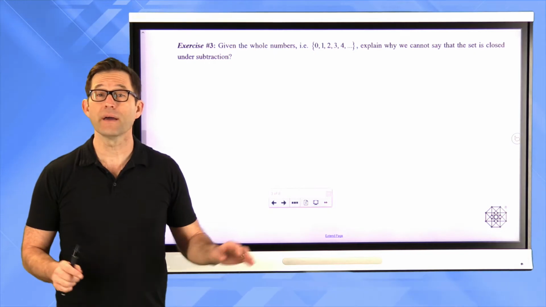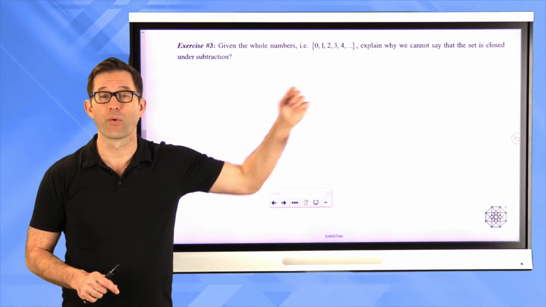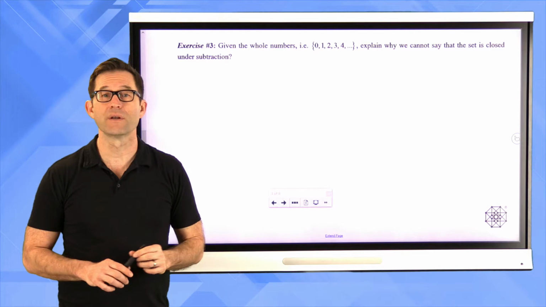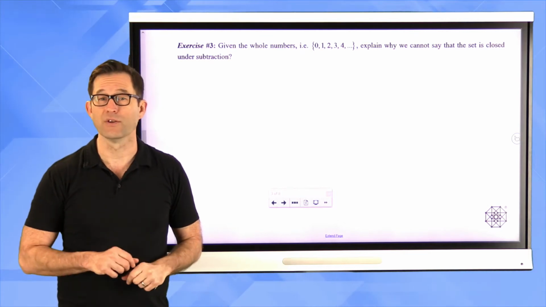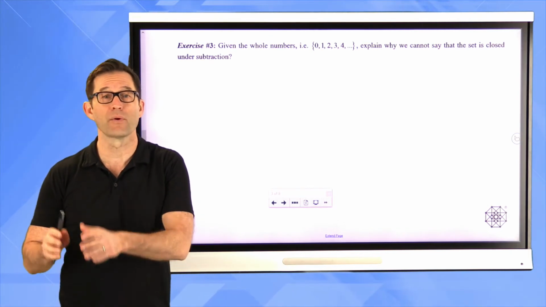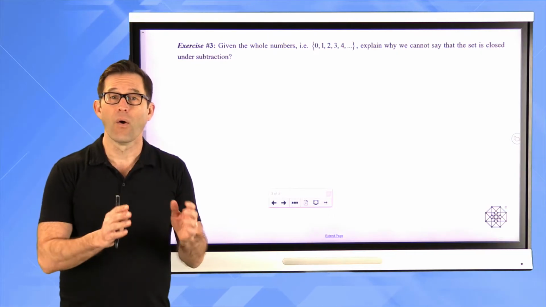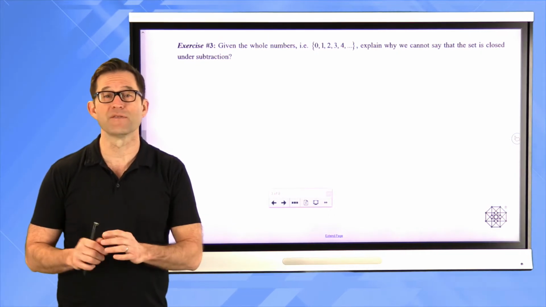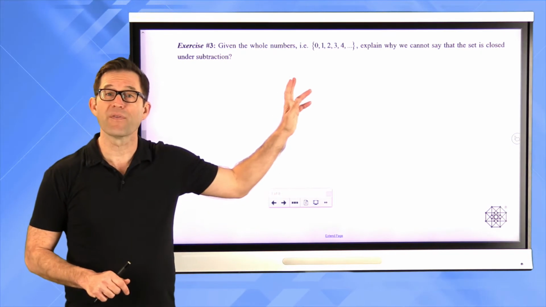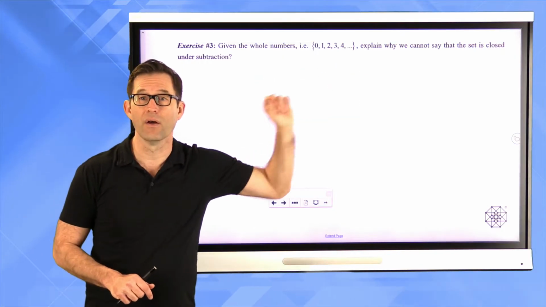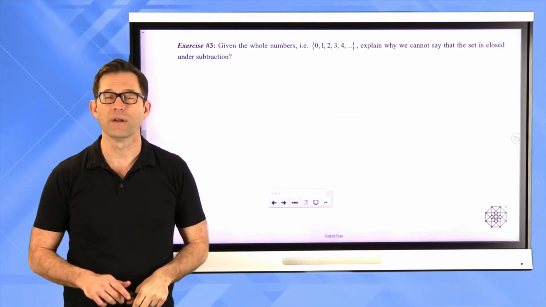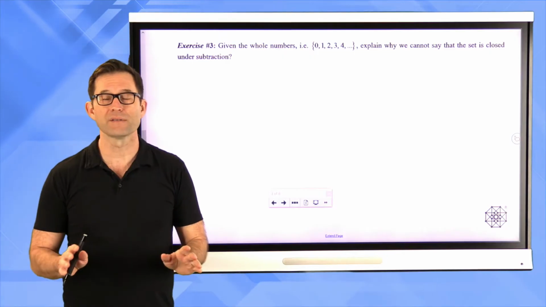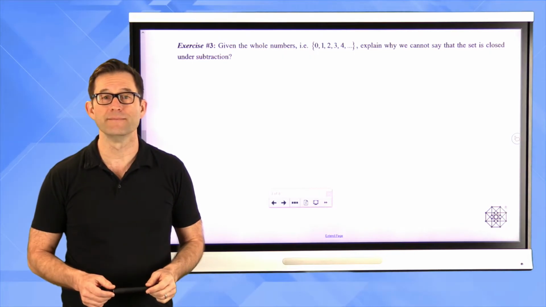All right, now side note, the whole numbers, 0, 1, 2, 3, 4, etc., are closed under both addition and multiplication. In other words, a whole number plus a whole number gives me a whole number, and a whole number times a whole number gives me a whole number. But I claim that the set of whole numbers is not closed under subtraction. Think about why that is. Pause the video now and play around with it for a little bit.